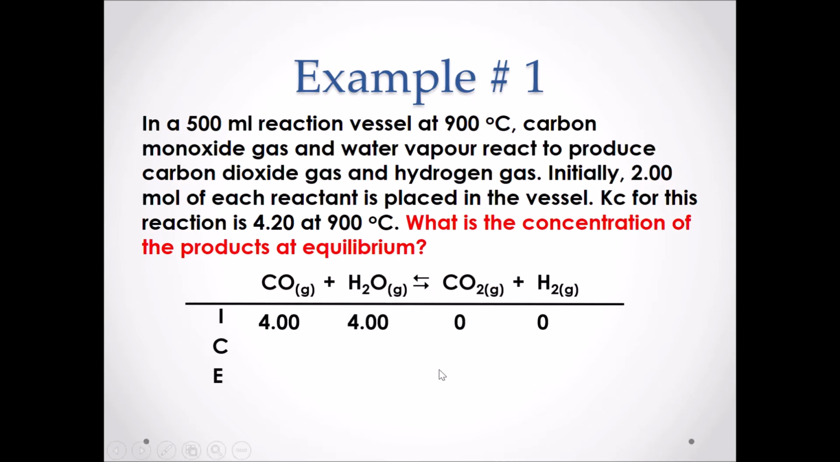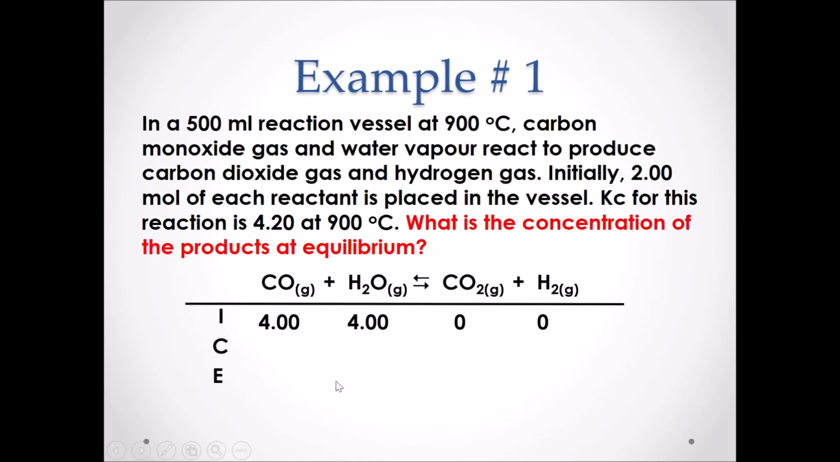First, we have to create an ice table that includes a balanced chemical equation. The initial concentration of both reactants is 4.00 moles per liter. This is the 2 moles divided by 0.5 liters. The initial concentration of both products is 0 because they were not given in the question.